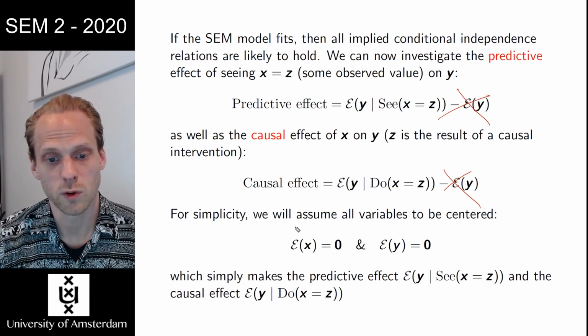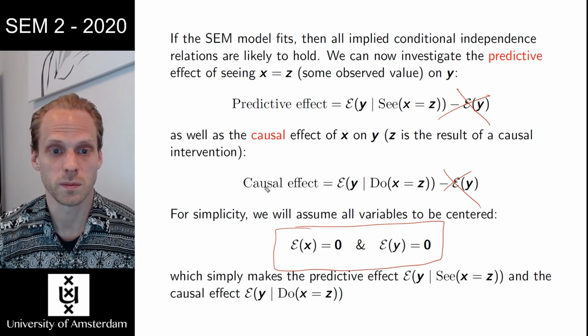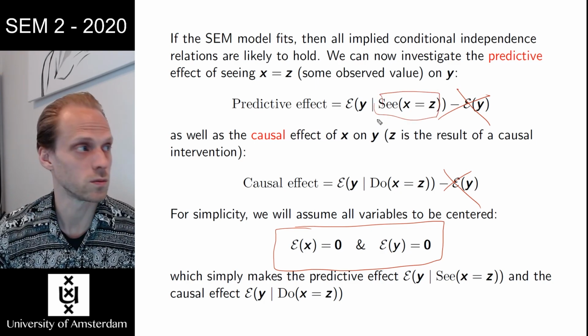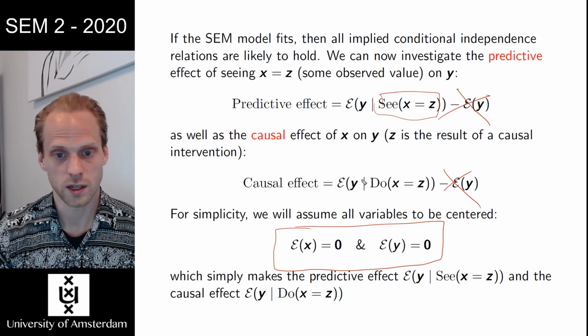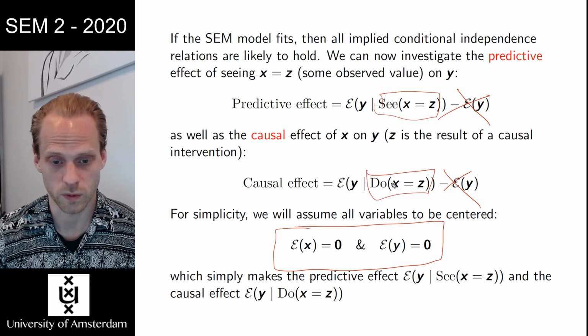So for simplicity, we'll assume that these expected values are 0, and that will simply make this predictive effect the expected value of y after seeing x take some value, and the causal effect the expected value of y after doing x, setting it to some value.